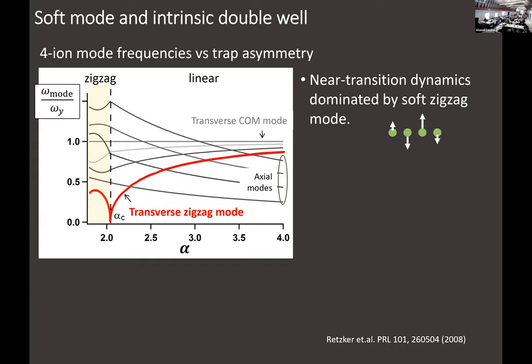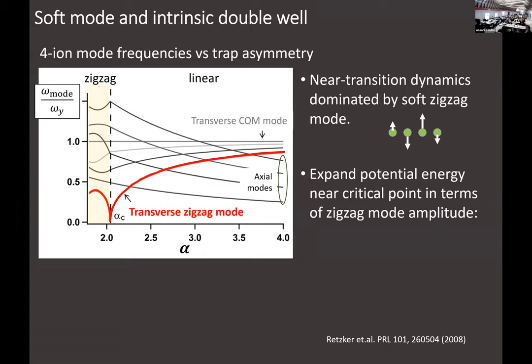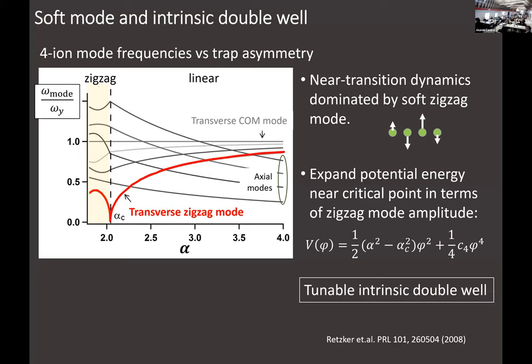Close to the transition, it's the dynamics of that soft mode that really dominate. So you can expand the potential energy close to the critical point in terms of the zigzag mode amplitude. So I'm doing field theory here now. In a second, I'll be doing quantum field theory. But it's a very simple potential in terms of this amplitude, which now becomes the order parameter. It has a quadratic and a nonlinear quartic term. So it's a standard 2-4 potential.